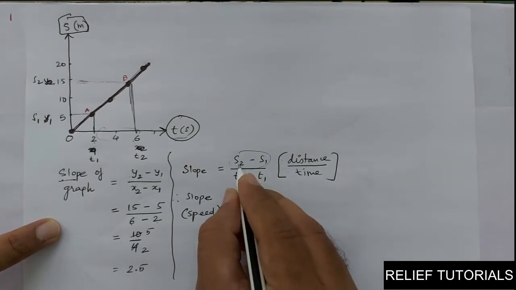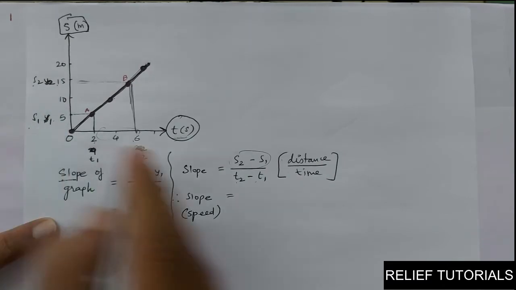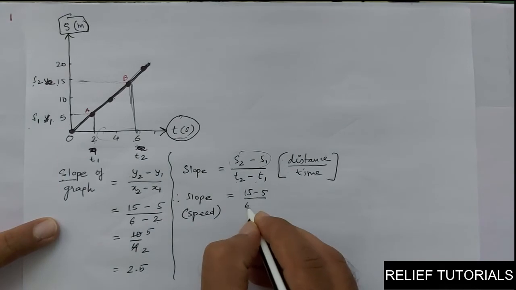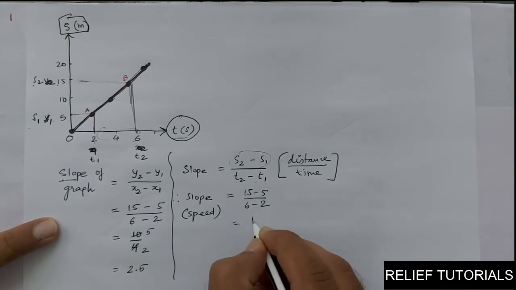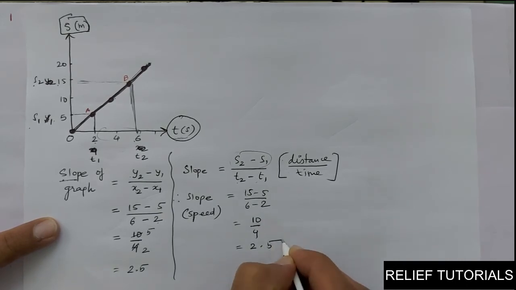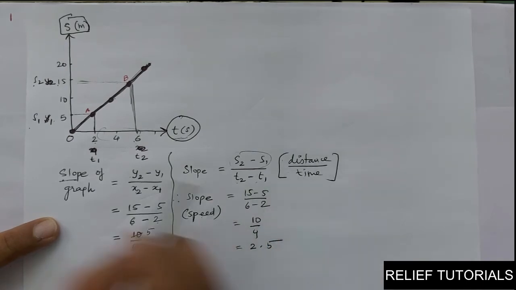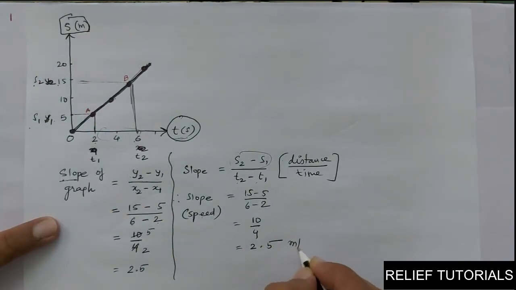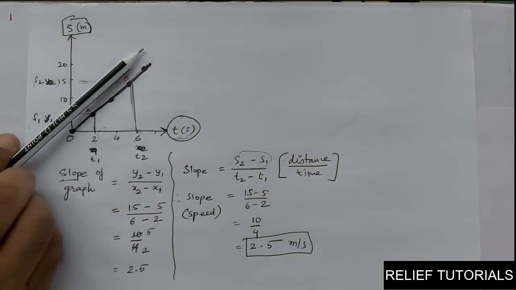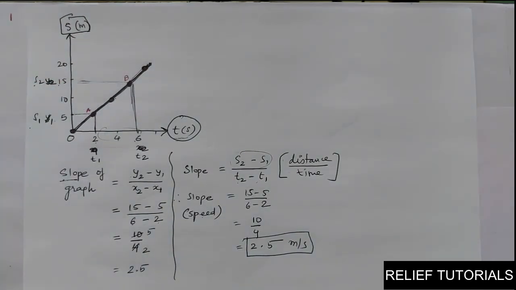So slope is equal to s2 minus s1. What is s2? 15, and s1 is 5. So 15 minus 5 upon 6 minus 2. That is the same thing. 15 minus 5 is 10, 6 minus 2 is 4, so it is nothing but 2.5. It says speed only, so distance upon time, here it is meter per second. So 2.5 meter per second. So with the help of slope, we can find the speed of the moving particle in the distance versus time graph.